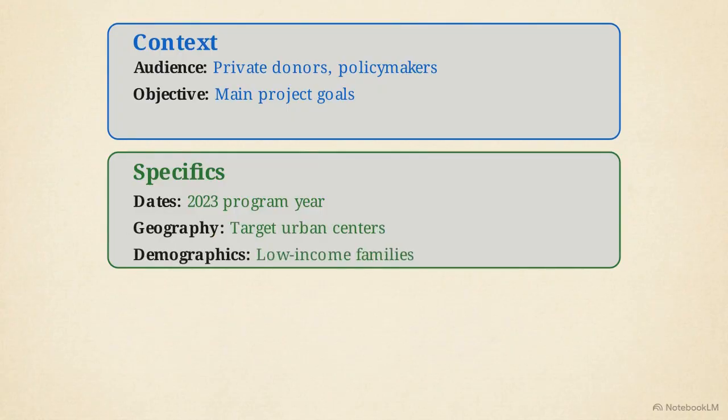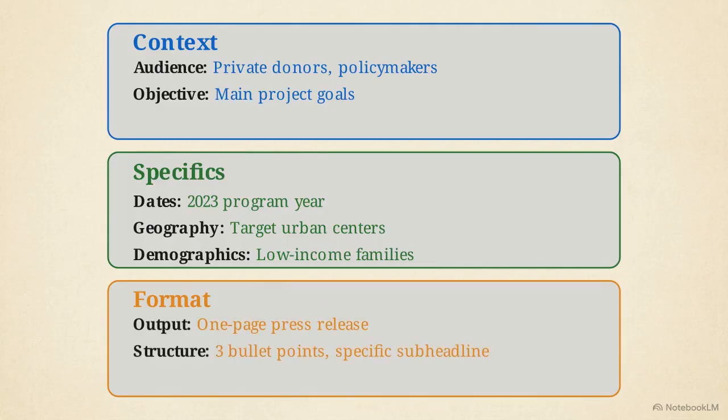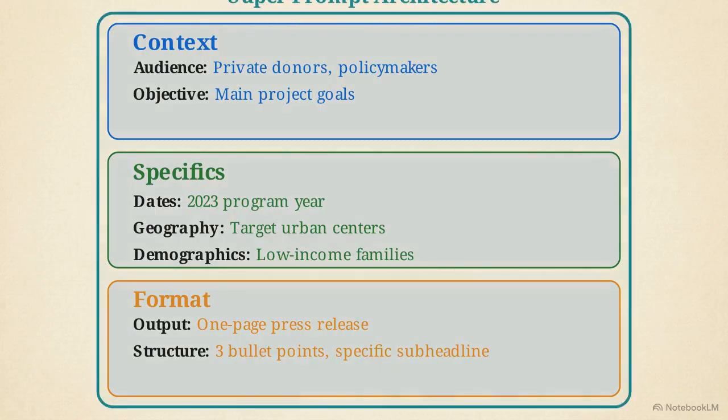Next, we add our specifics, shown here in green. We constrain the subject matter by detailing exact dates, target geographical areas, or specific demographic groups. This stops the AI from pulling broad generalizations. Finally, we apply the format variable in orange. You have to dictate the exact output structure. Tell it you want a 1-page press release, 3 bullet points, and a specific subheadline.